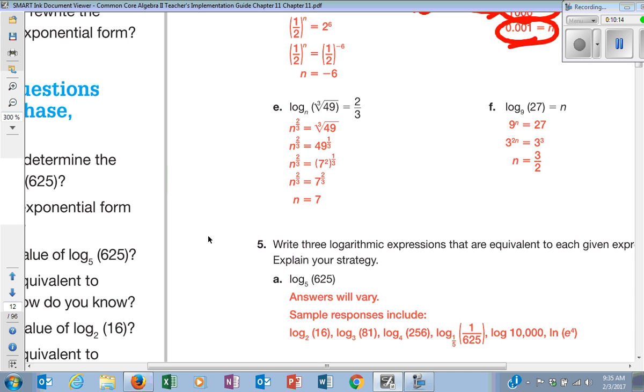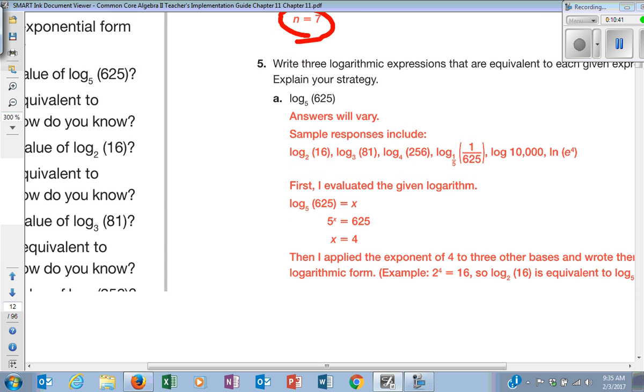Once I get, so see, your goal is, I need something to the 2/3 power. So what they're doing is they're manipulating this guy until they can get it raised to the 2/3 power, and they're changing it to exponential form. Then they're breaking this 49 down to 7 squared, and then they multiply these two together, and then they say, oh, it's 7 to the 2/3. So then my n has to be 7. I hope that's kind of helping you understand this.